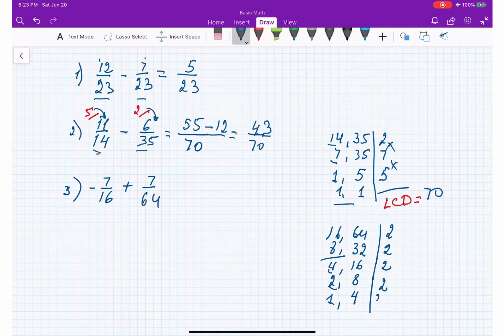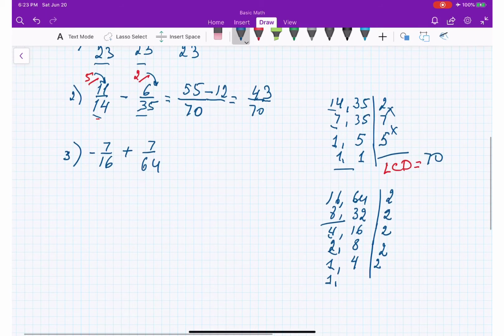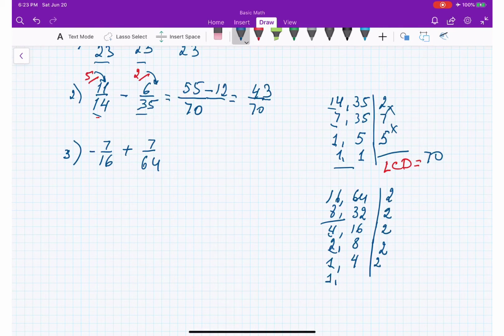So 4 I can divide by 2, and the 1 stays the same, because you can't divide 1 by 2 without a remainder, without a fraction. And 4 divided by 2 is 2. One more 2, and we get both of them to 1. So what do we get? 2 times 2 times 2 times 2 times 2 times 2. Or we can say 2 to the power how much? 1, 2, 3, 4, 5, 6. 2 to the power 6 is 64.